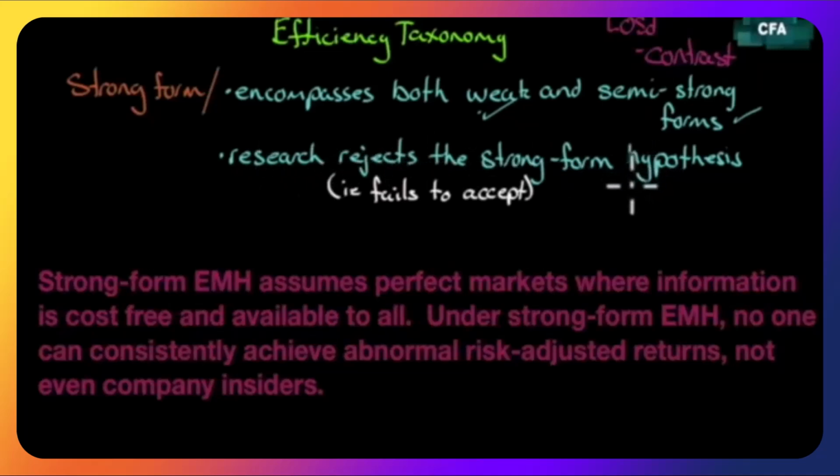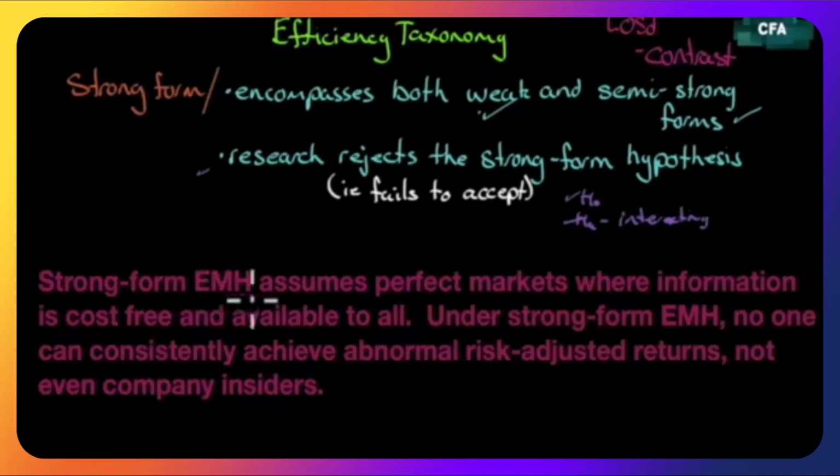If we were saying it in the true method of hypothesis testing, we would say research fails to accept the strong form hypothesis. Remember, you have your H0 and your HA. The HA is the interesting one. And in this case, the interesting hypothesis would be strong form. So research fails to accept the alternative. It just rejects the strong form as the language of the street, but the language of hypothesis testing would say research fails to reject the null. In other words, it fails to accept the alternative.